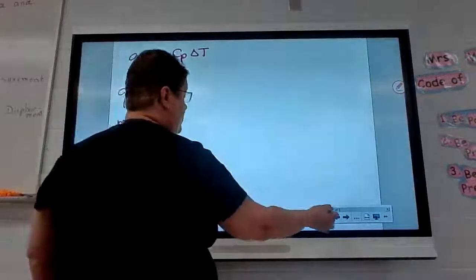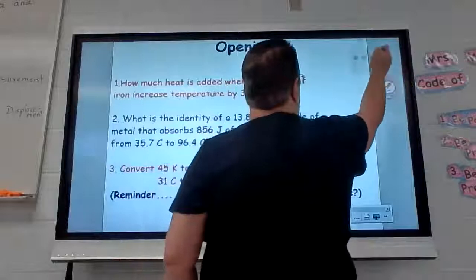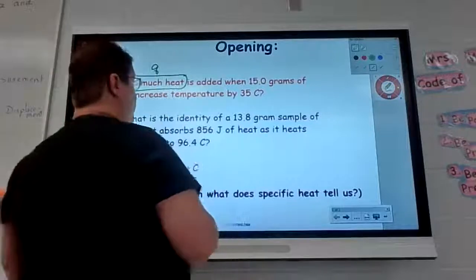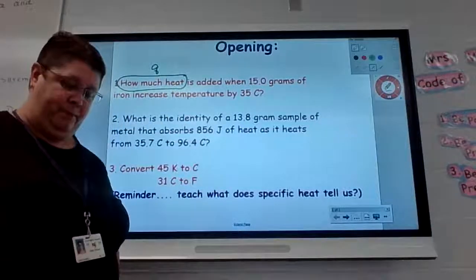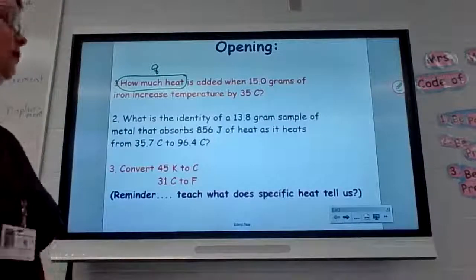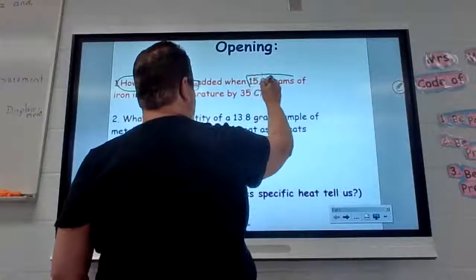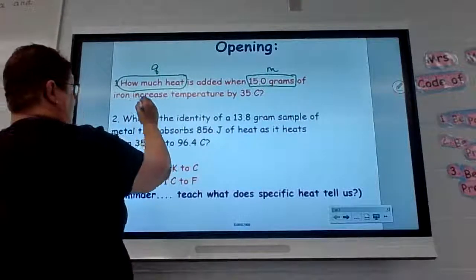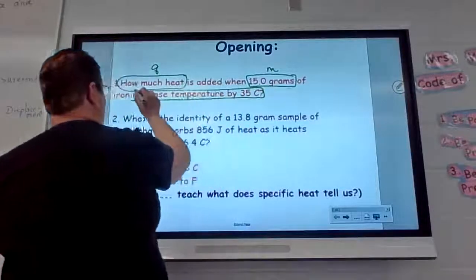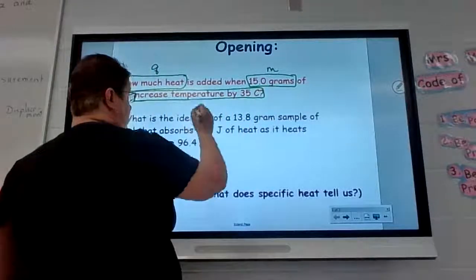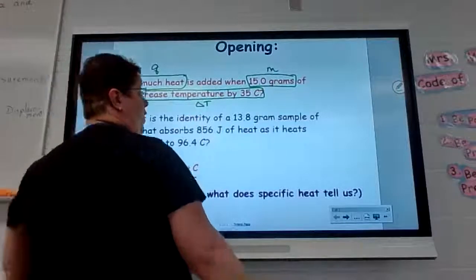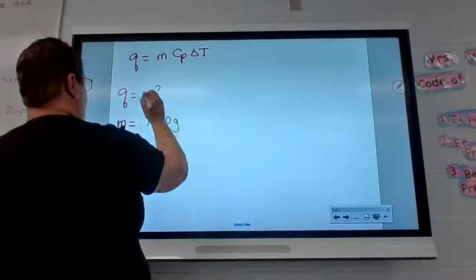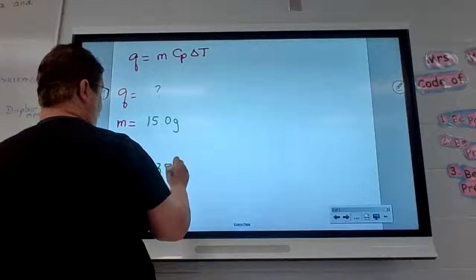You know this because the question said how much heat. Because it said how much heat, that is what tells you Q. If it said how much specific heat, it would be looking for CP. Because this says grams, that tells you that's a mass. And it says increased temperature by 35, that tells you that's a change of temperature, delta T. So we know mass is 15 grams, we're looking for Q, and the delta T increased by 35 degrees.